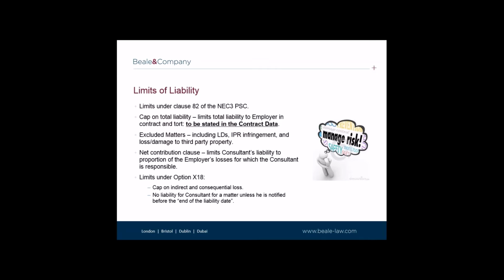Stephen has spoken about the option clauses. If option X18 is selected to apply to the PSC, the consultant's liability to the employer in respect of indirect and consequential losses can be limited to a given sum stated in the contract data. However, there is no complete indirect and consequential loss exclusion. Also, option X18 provides a time limitation clause, limiting the period in which the employer can bring a claim against the consultant. The end of liability date is to be stated in the contract data.